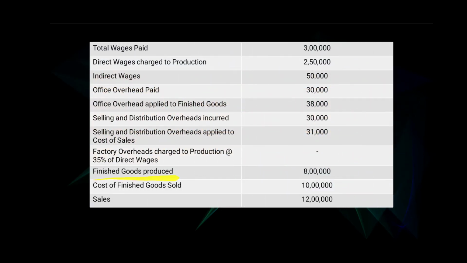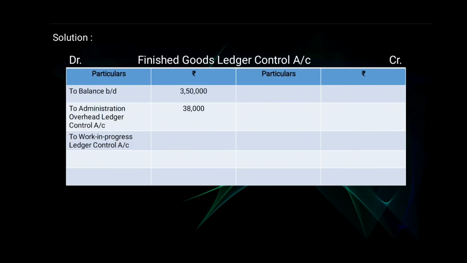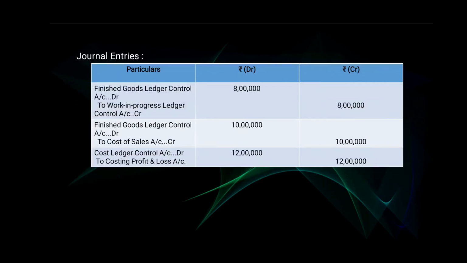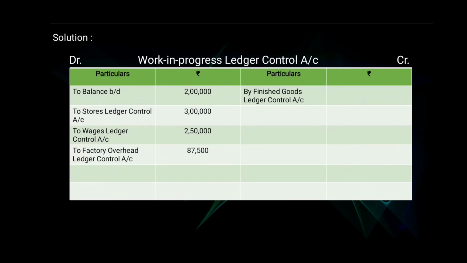Next is finished goods produced, amount is given as 8 lakh. So the journal entry we had recorded as finished goods ledger control account debit to work in progress ledger control account, amount is given as 8 lakh. So the first effect will give in finished goods ledger control account as, to work in progress ledger control account, amount will be 8 lakh. And now the second effect will give in work in progress ledger control account as, by finished goods ledger control account, amount will be 8 lakh.